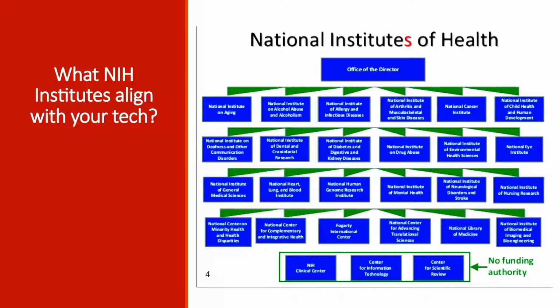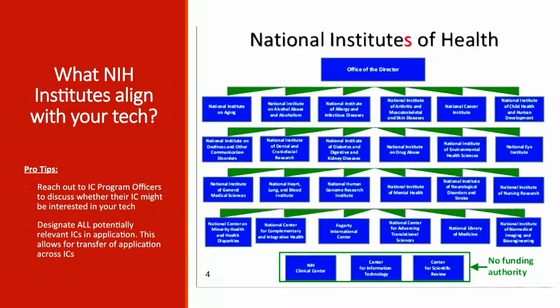This is another one to take into consideration, National Center for Advancing Translational Sciences. There are lots of things that fit here that also fit with more disease-specific areas. So I would just say, go through the institutes one by one, just read the little blurbs that they have online. And then if you're not sure, reach out to the institute program officers to discuss whether they might be interested in your technology, and then designate all relevant ICs in your application.